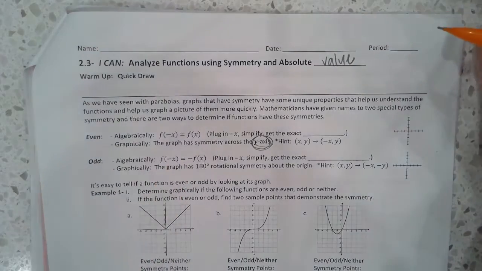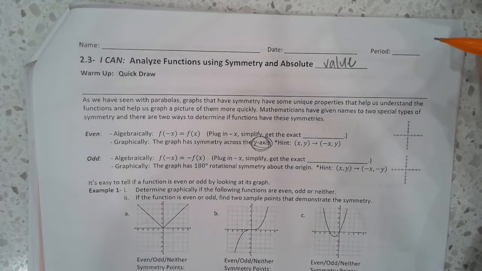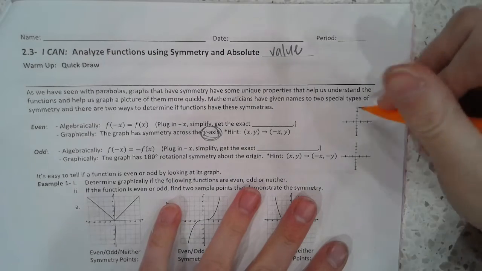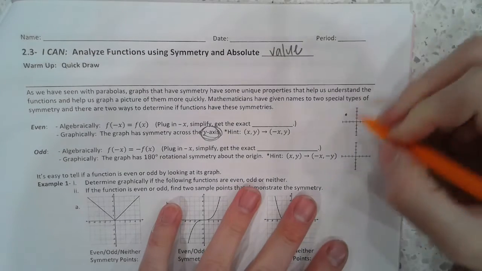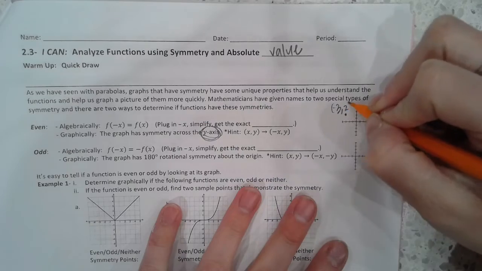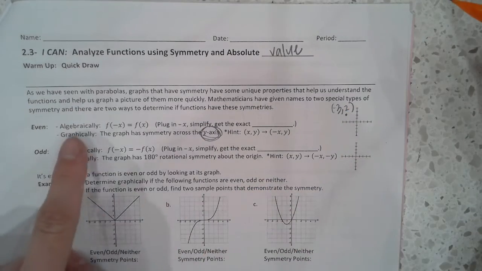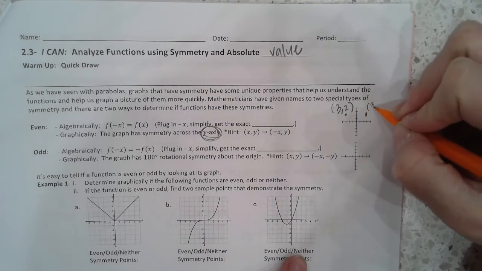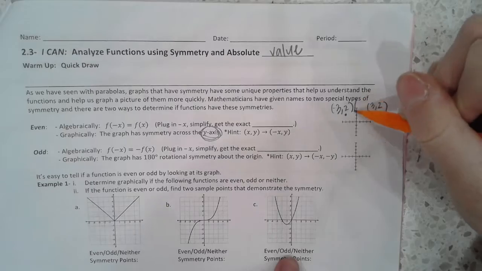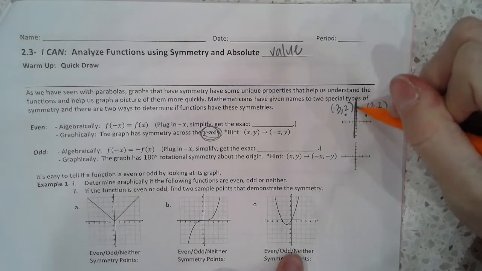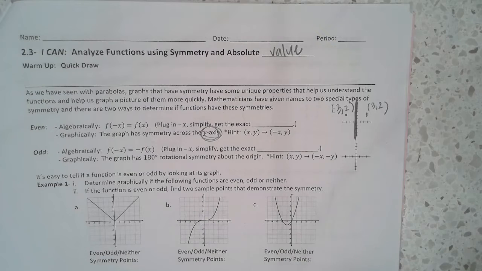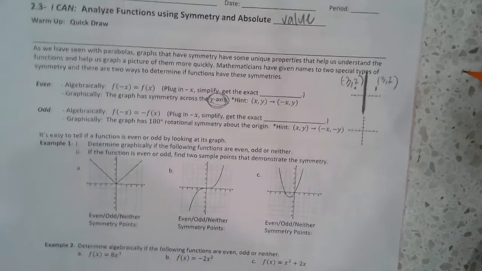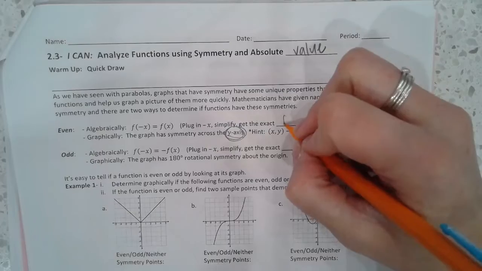For example, on my graph here, if I have a dot at -3, 2, then an even graph would have a dot at +3, 2. They're basically a reflection across the y-axis. And then when you plug in -x, you get the exact same function.